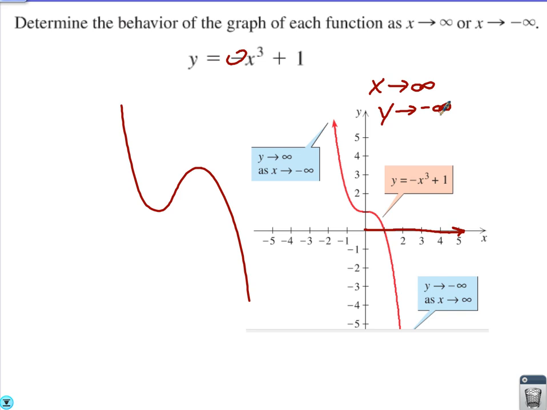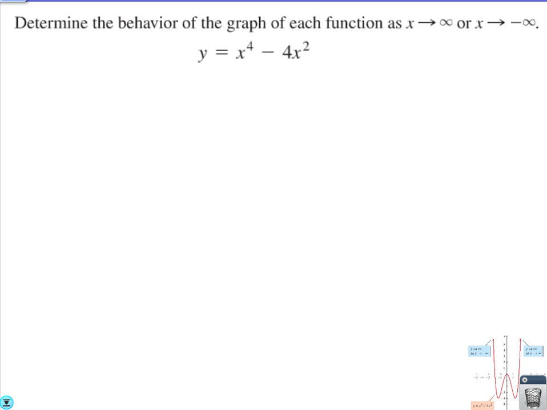On the other side, Michaela, what happens as x gets smaller? As x approaches negative infinity, where's your graph go, Michaela? As you're going this way, does your graph go up or down? Up. Positive. That makes sense.